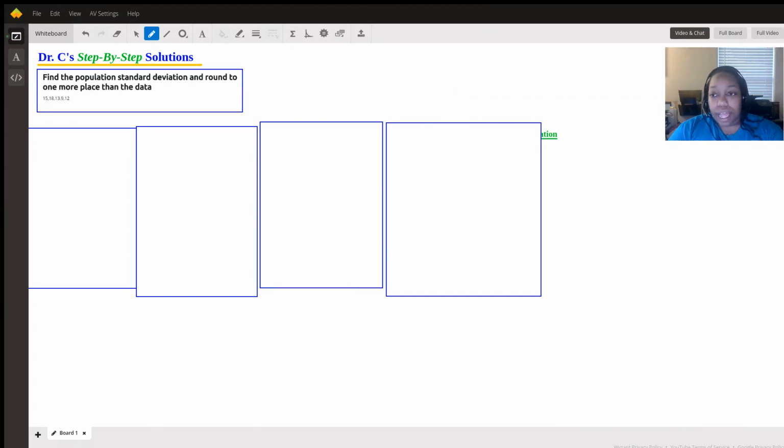So the first thing that I always advise you to do is to state your givens. So in this case, we're just going to have step one, state your givens. We have our data values of 9, 12, 13, 15, and 18.